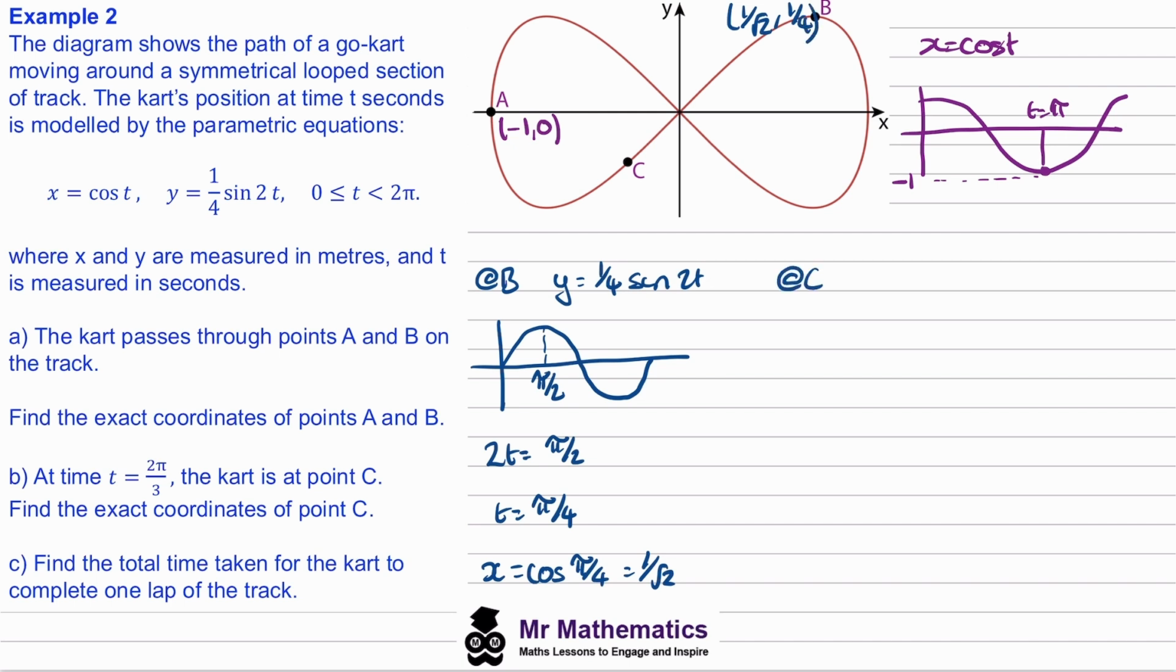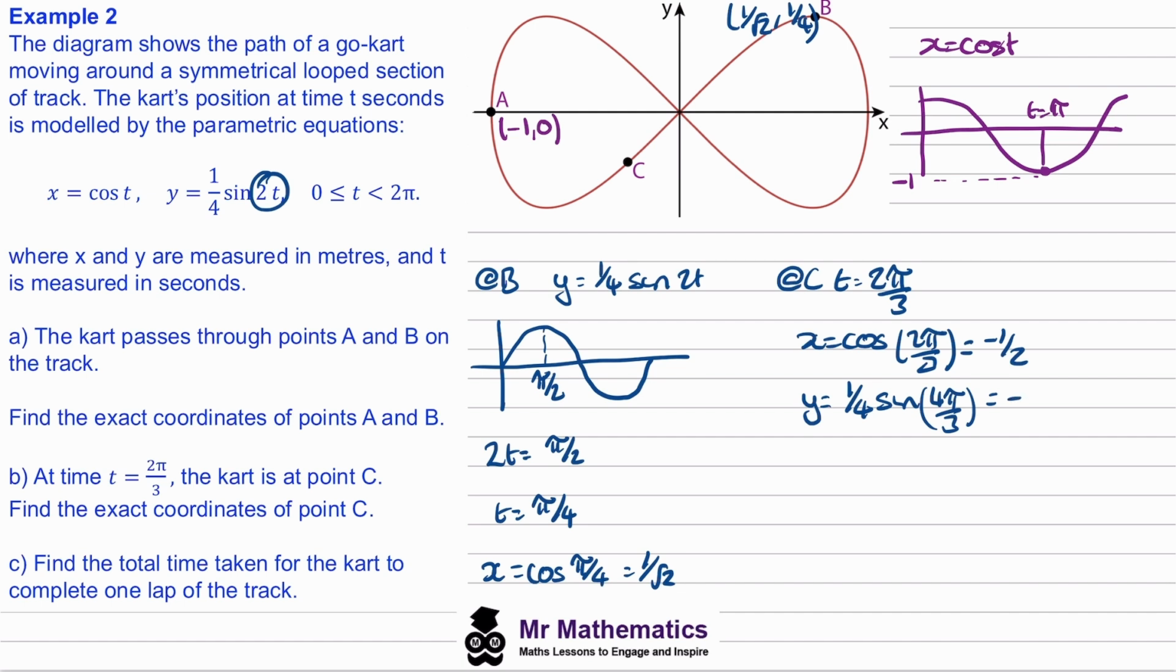And we're told that at C, t is given by 2 pi over 3. So we'll substitute this into x. And the cos of 2 pi over 3 works out as negative 1/2. When we substitute it into y, we've got 1/4 sine of, when we double the t value, 4 pi over 3. And this works out as negative root 3 over 8. So our coordinates for C are negative 1/2 and negative root 3 over 8.